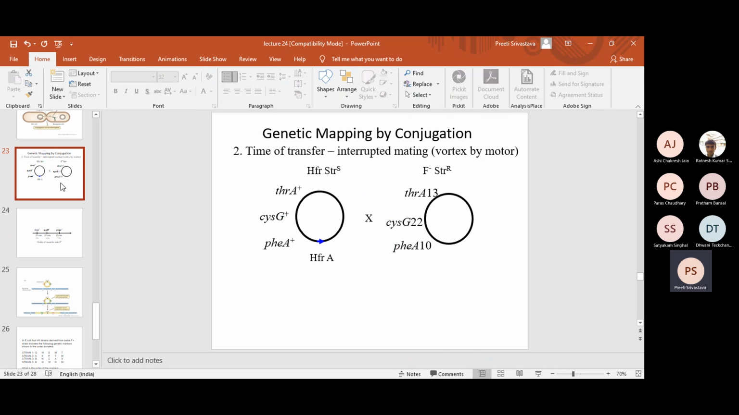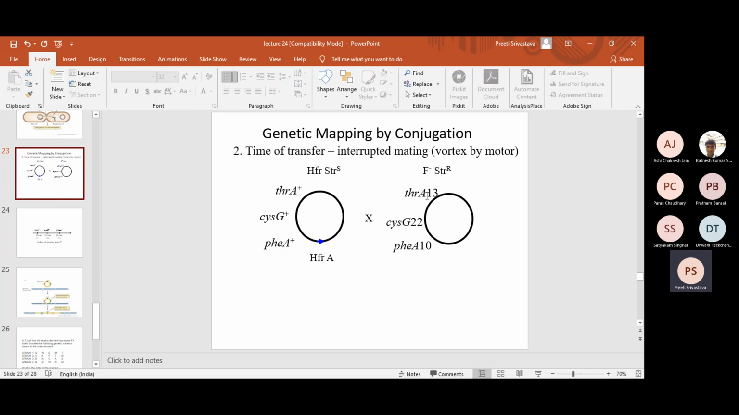So you have, for example, the HFR strain, streptomycin sensitive, and these are the markers: threonine, cysteine, and phenylalanine, amino acid biosynthesis genes. This is the F minus strain and this is the HFR strain. The F minus strain is the recipient strain, and it is streptomycin resistant. The donor strain is the HFR strain and it is strep sensitive, right? And what you do is you mate this donor with the recipient.